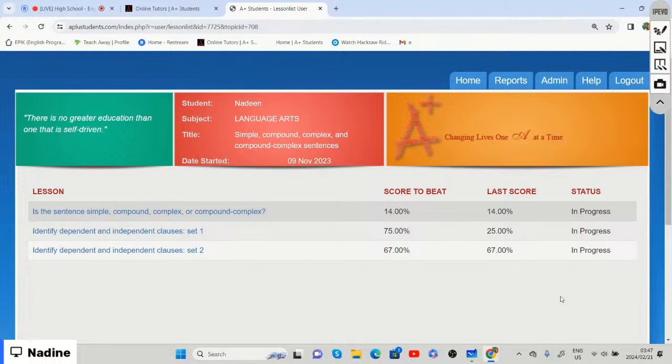And our dependent clause starts with a subordinating conjunction. And remember, subordinating conjunctions are words like after, because, if, and so on, right? All right, so that is now the end of our lesson on simple, compound, complex, and compound complex sentences.